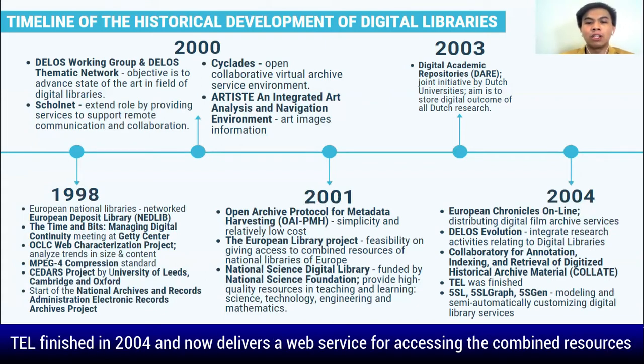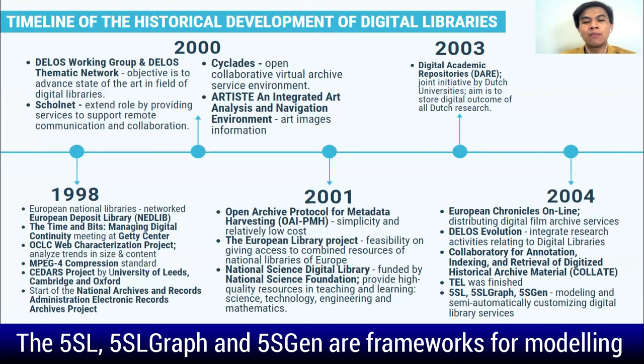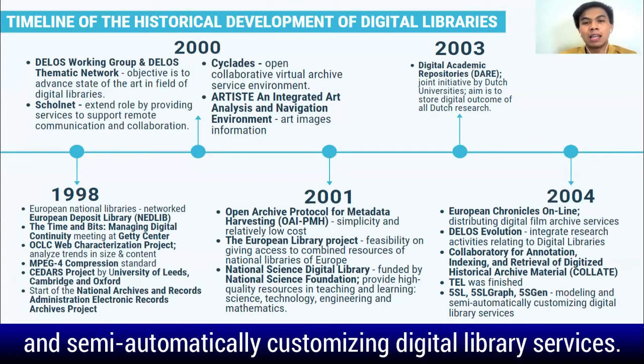TEL finished in 2004 and now delivers a web service for accessing the combined resources like books, magazines, journals, etc., both digital and non-digital, of the 45 national libraries of Europe. The 5SL, 5SL Graph, and 5S Gen are frameworks for modeling and semi-automatically customizing digital library services.